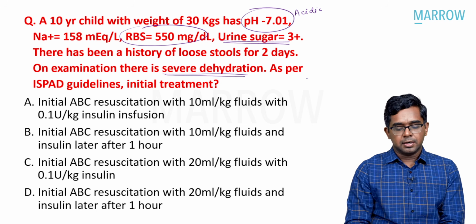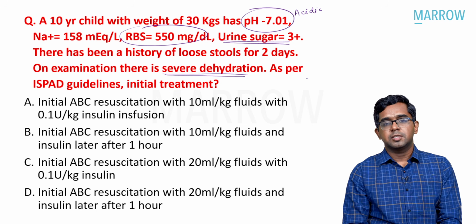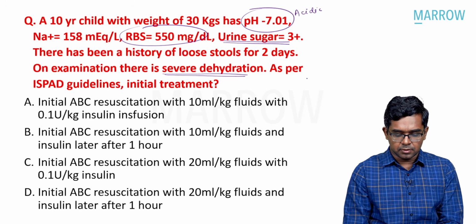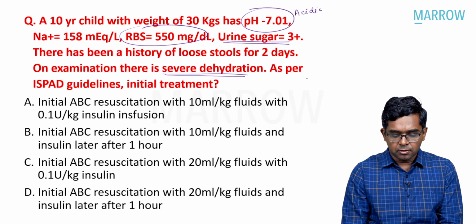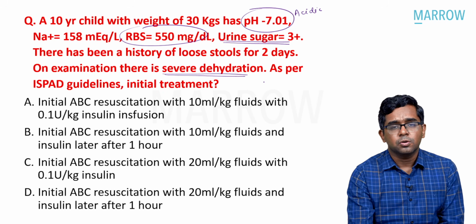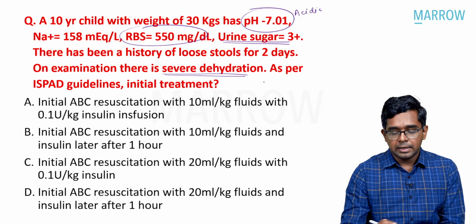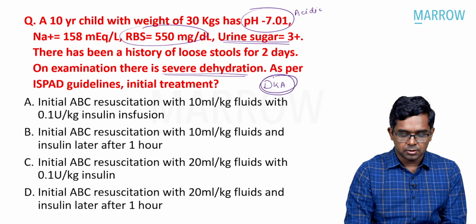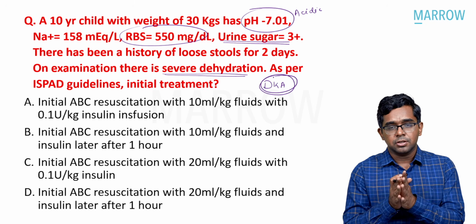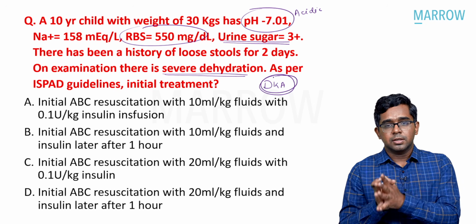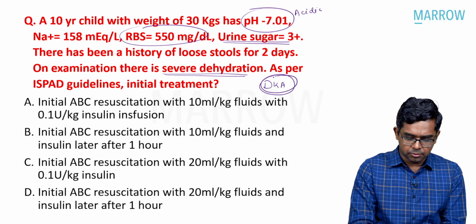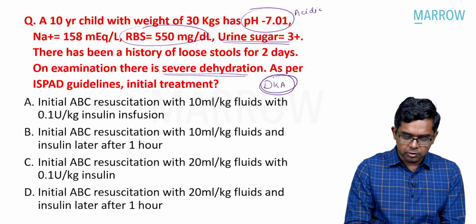As per the ISPAD guidelines, what is the initial treatment? ISPAD means International Society for Pediatric and Adolescent Diabetes. Okay, they have given the guidelines for management. See, what is the diagnosis in this particular child? It is DKA. What is that? Diabetic ketoacidosis. Okay, an acute presentation in a child with diabetes, and that too with dehydration, you have to think about DKA. Okay, diabetic ketoacidosis. So, among the given options, which will be the answer?